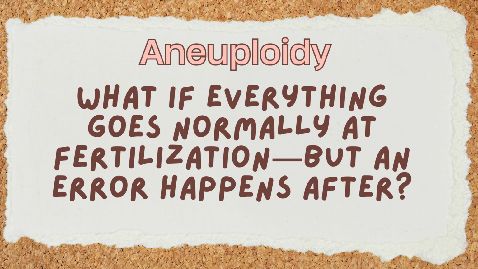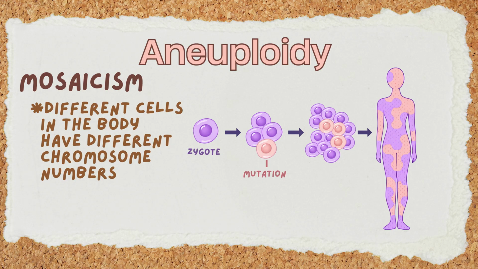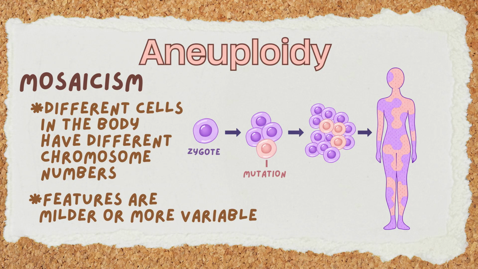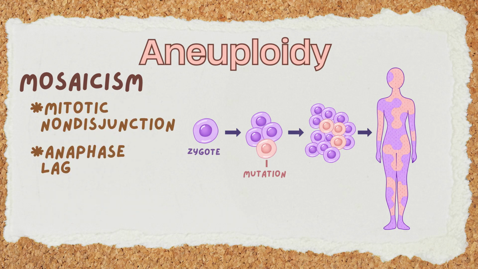Now, what if everything goes normally at fertilization, but an error happens after? That's when we get mosaicism. This means that different cells in the body have different chromosome numbers. So instead of every cell being trisomic, only some of them are. And clinically, that often means the features are milder or more variable. Mosaicism can happen through mitotic non-disjunction or anaphase lag.